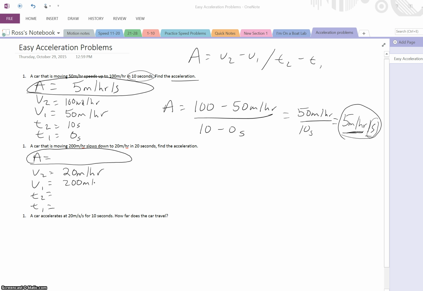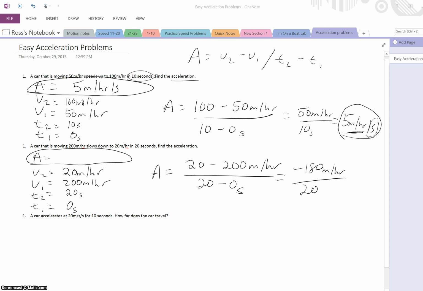So V1 will be 200. And it takes a total of 20 seconds. Its starting time was 0 seconds. So we will set that problem up the same way as before. 20 minus 200 meters per hour over 20 minus 0 seconds. So we'll have negative 180 meters per hour divided by 20 seconds. And that equals, I don't need a calculator, negative 9 meters per hour per second.